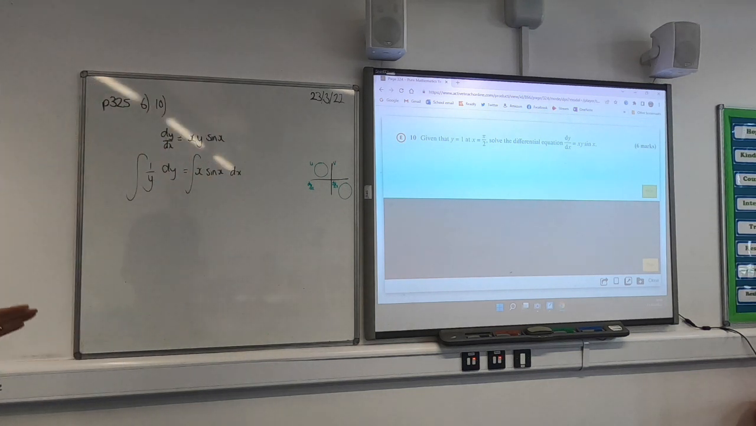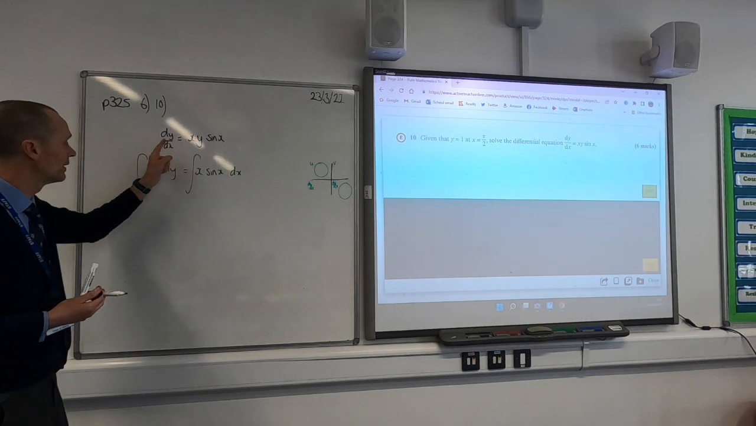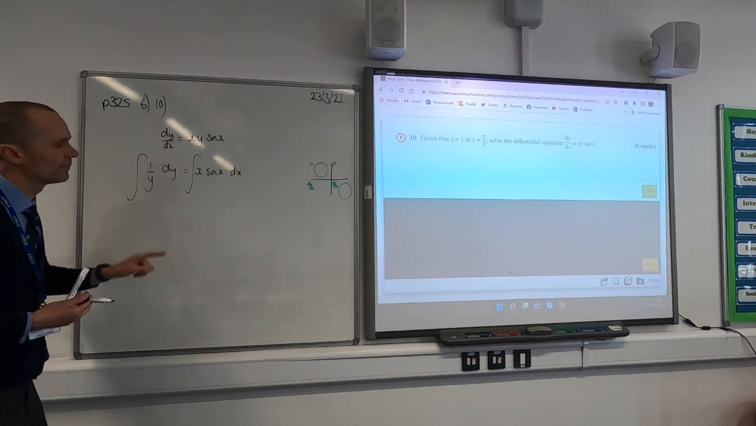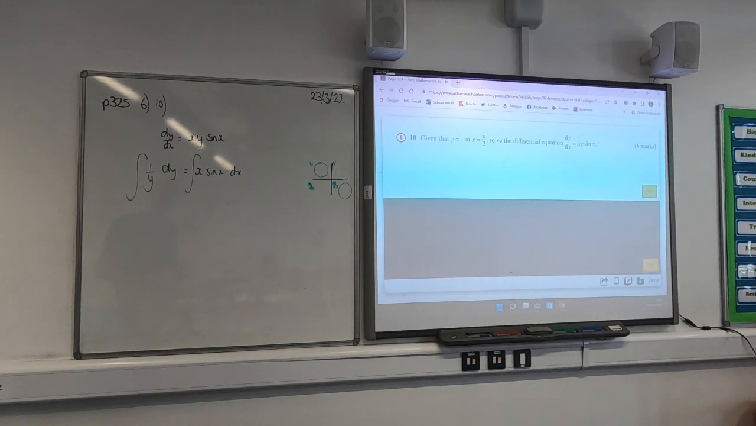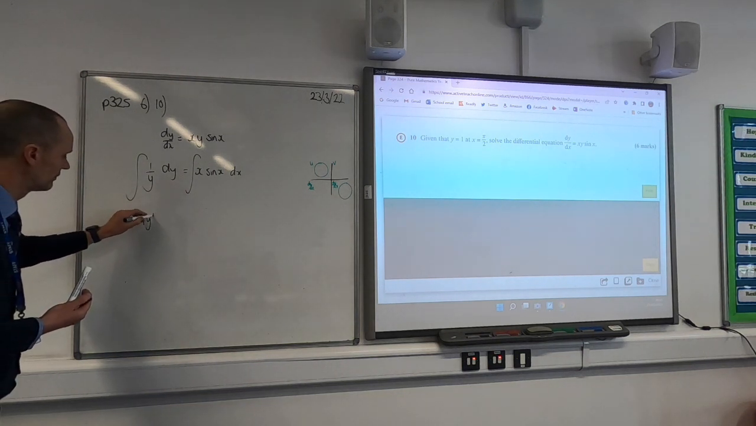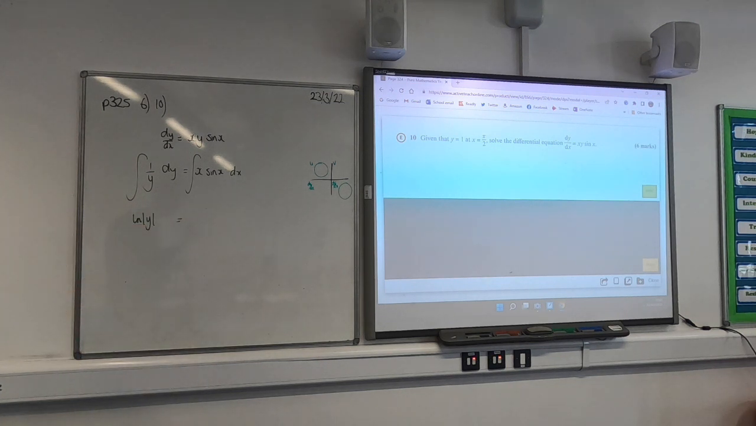So this time when we separate the variables, all I had to do was divide both sides by y. So we get this. And the left-hand side is nice and easy. The right-hand side is a product, so we use integration by parts.